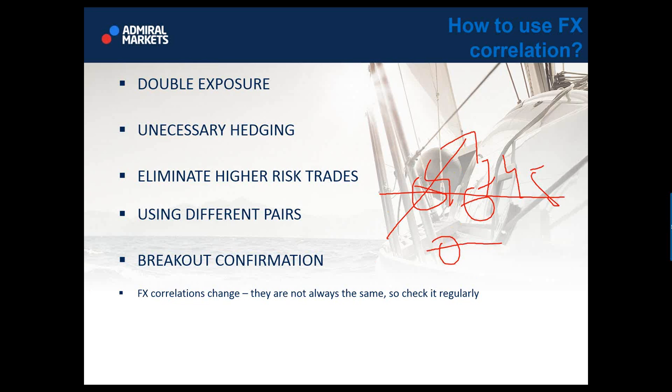Because usually that means that the correlation matrix is working as it should, and it can give you an additional cue to enter a position. Okay? At least one position. I'm not saying that you should take both positions, long on pound dollar and short on dollar yen. You take only one position because you won't be double exposed to dollar movements. Okay? And remember, Forex correlations change. They are not always the same, so check it regularly.